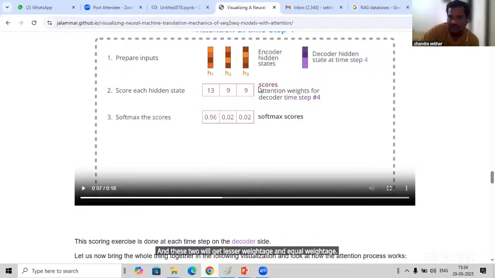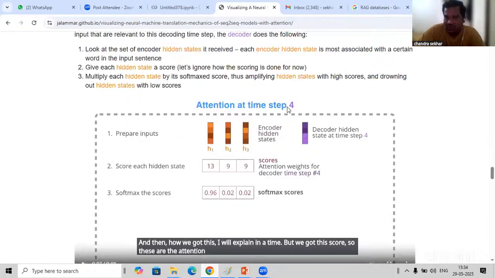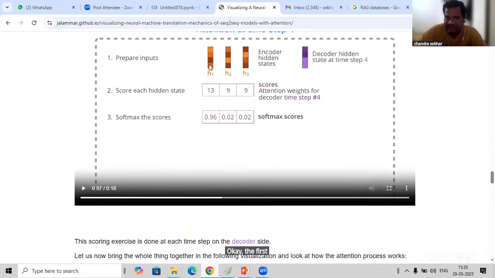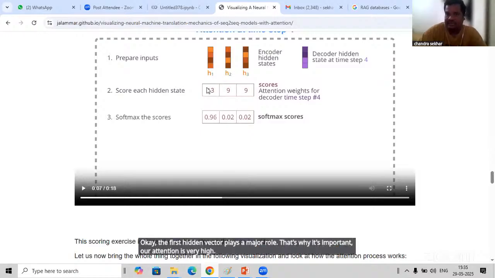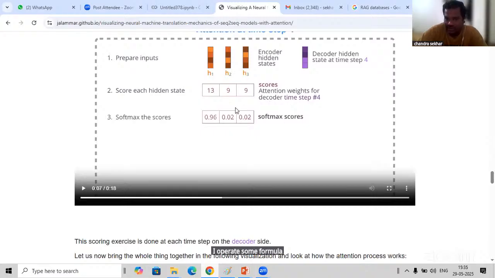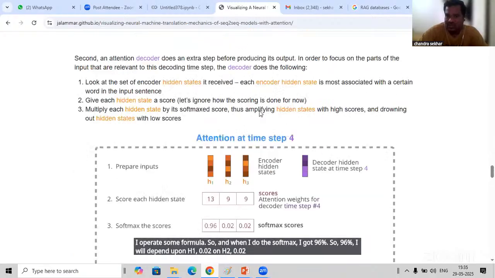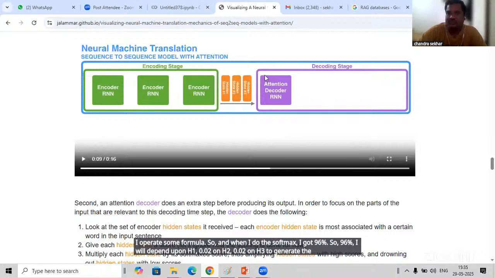How we got this, I will explain in a while. But we got this score. So these are the attention scores. To generate the first output, the first hidden vector plays a major role. That's why its importance or attention is very high. I applied some formula, and when I do the softmax, I got 96%. So 96% I will depend upon H1, 0.02 on H2, and 0.02 on H3 to generate the first output.